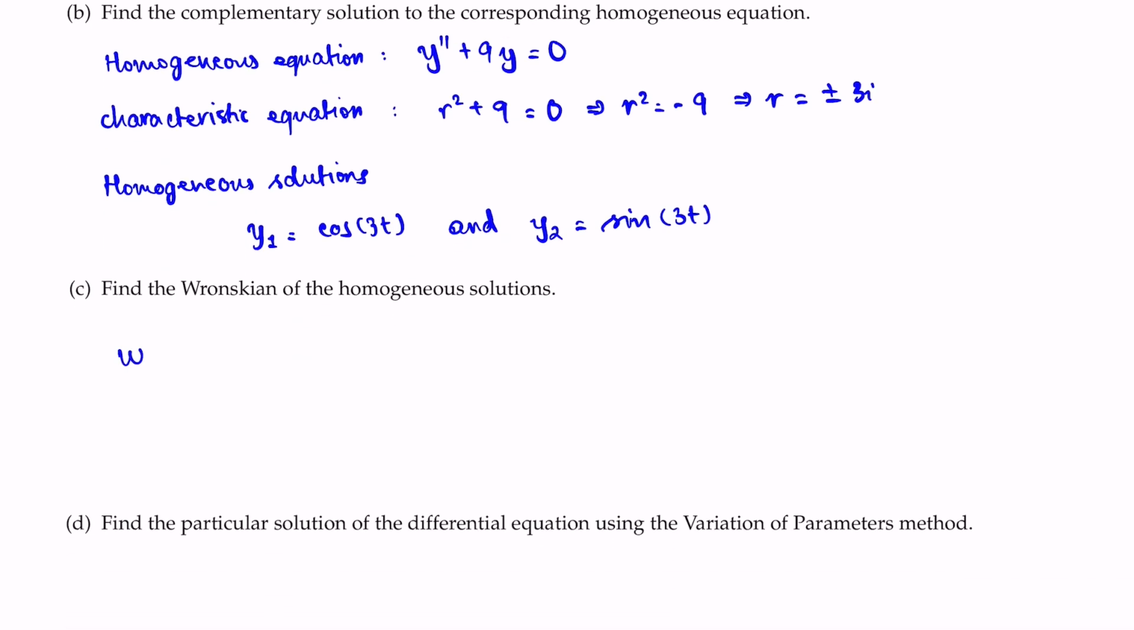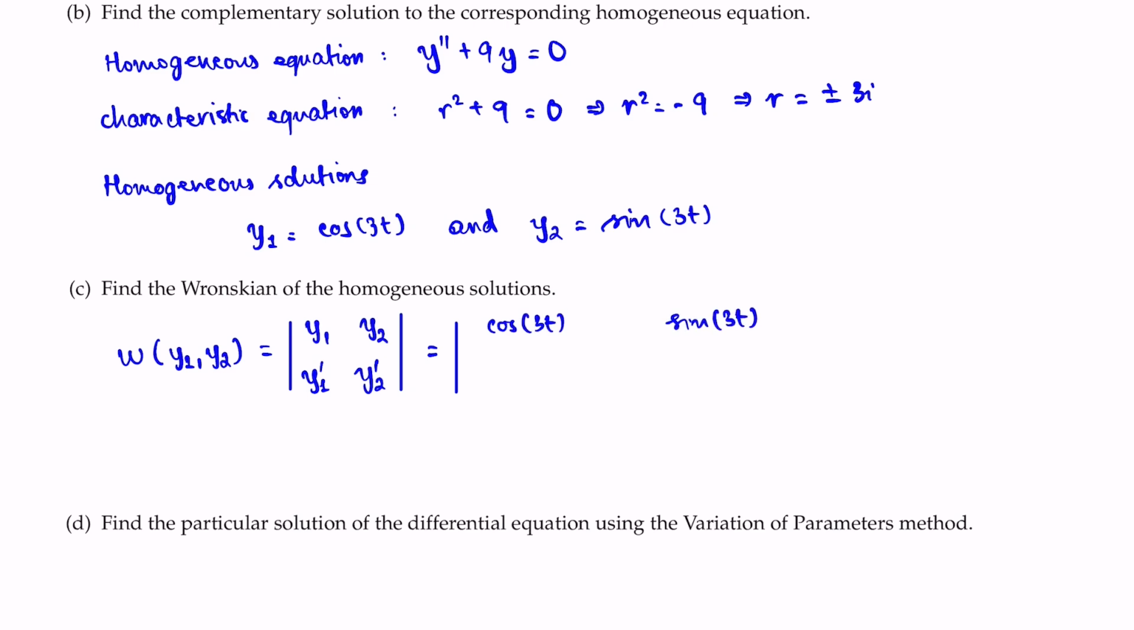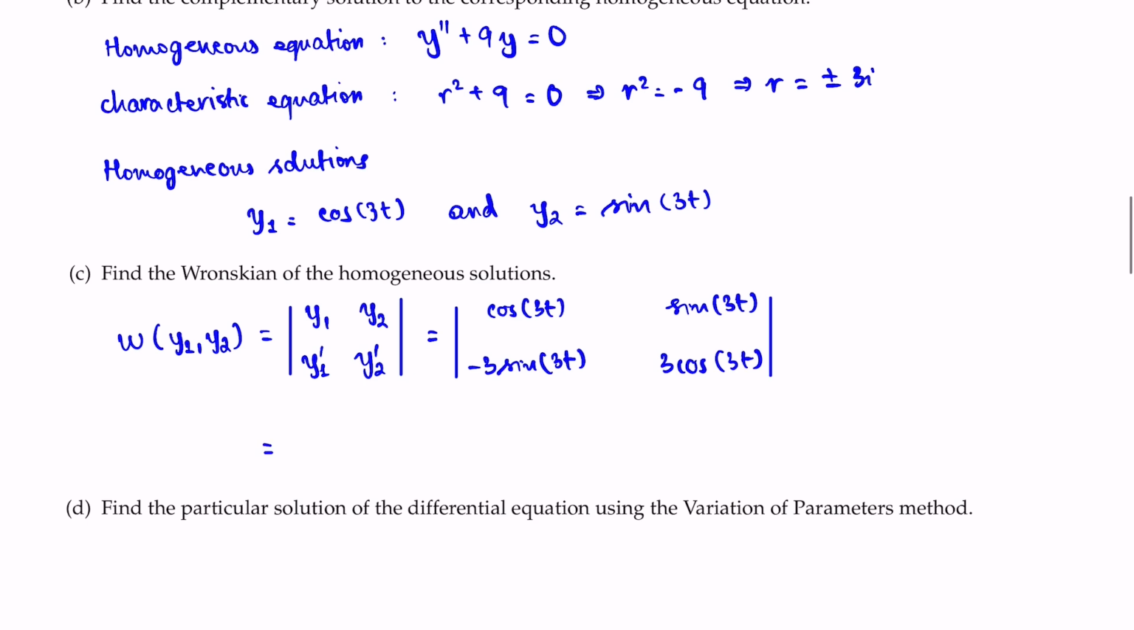That is, the Wronskian of y1, y2 is equal to the determinant of the form y1, y2, y1 prime, y2 prime. This is equal to the determinant of cosine of 3t, sine of 3t. The derivative of y1 is negative 3 times sine of 3t, and the derivative of y2 is 3 times cosine of 3t. That gives you 3 times cosine squared of 3t plus 3 times sine squared of 3t. Take 3 as the common factor, and you're left with 3 times cosine squared plus sine squared, and cosine squared plus sine squared is equal to 1.